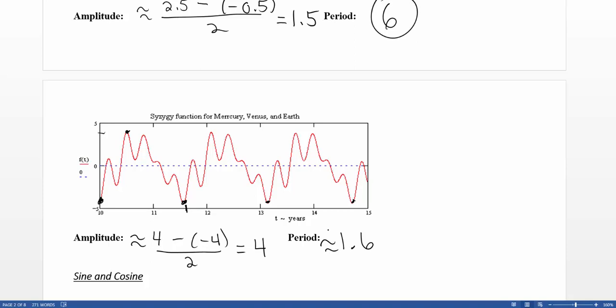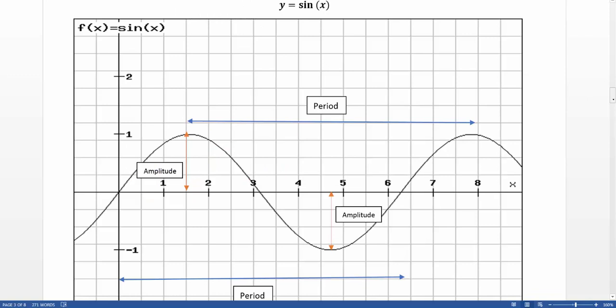So let's go ahead and look at the functions that we're going to be studying for this semester. There are 2 functions that are periodic in nature that we're going to spend a lot of time talking about to model the things that we're interested in. And these functions are the sine and cosine functions. We start by looking at the sine function.